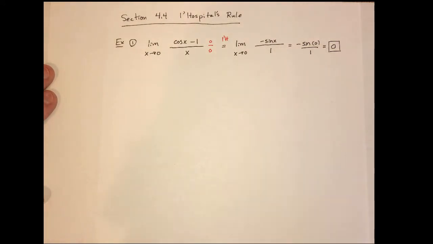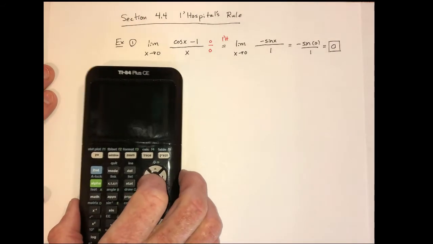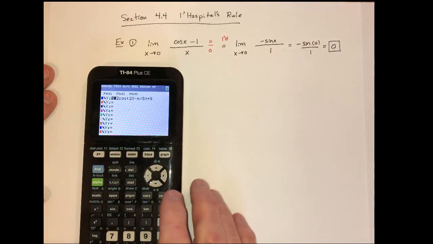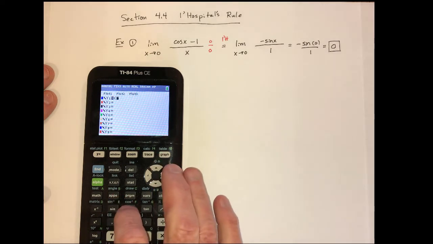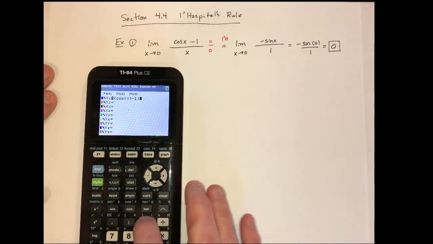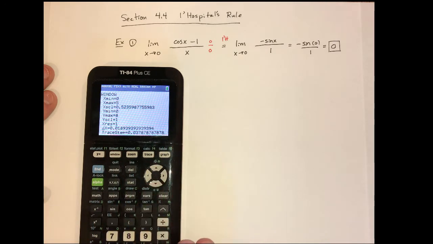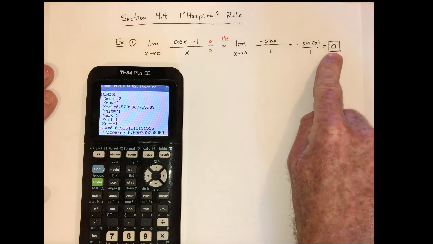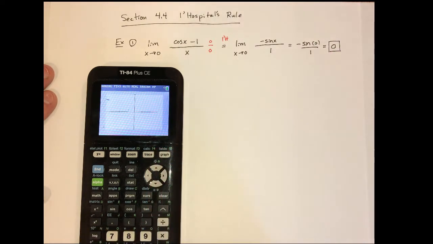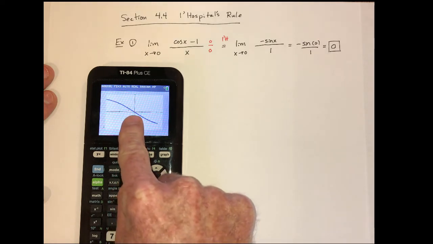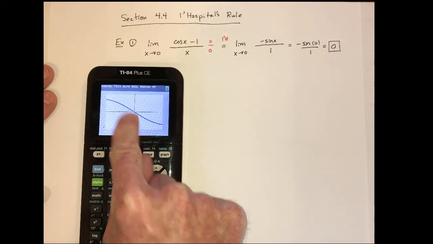And I should be able to graph that and verify that I got it right. So graph cosine of x minus 1 divided by x. And then I can change the window to be fairly close to 0, so I'm going to go with negative 2 to 2. And then for the y, go from negative 1 to 1 because I need to be able to see where 0 is. And so the graph comes in from the left equals 0, and from the right equals 0, so that seems like I got that one right.